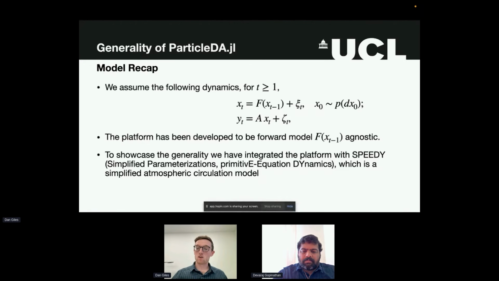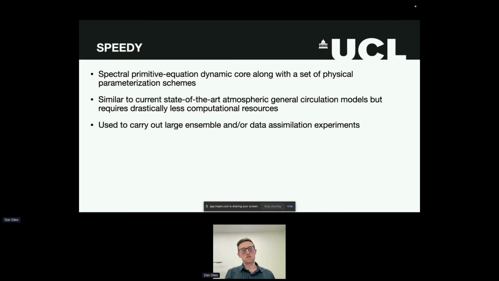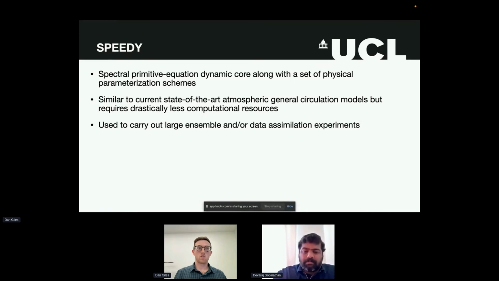So it's a bit more complex than the Tsunami model that we've just seen. But to give you some idea of what SPEEDY is, as stated, it's a spectral primitive equation dynamic core. Primitive equations are used to simulate the atmosphere, and it's similar in essence to the current state-of-the-art atmospheric general circulation models, but it requires drastically less computational resources.